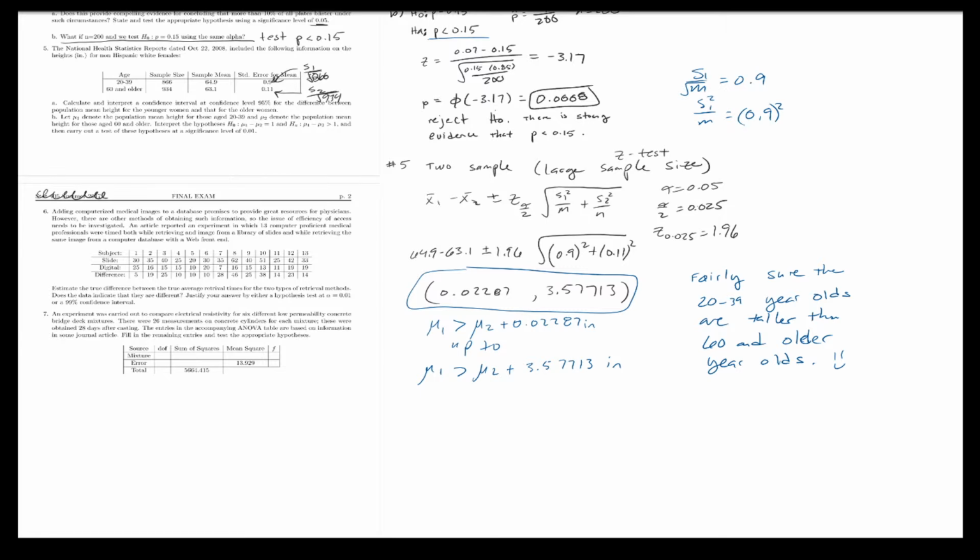We calculated and interpreted a confidence interval at confidence level 95% for the difference between population mean height for the younger women and that for the older women. That's right, 0.9 and 0.11 are already the standard errors, which is the standard deviation divided by the square root of that sample size.